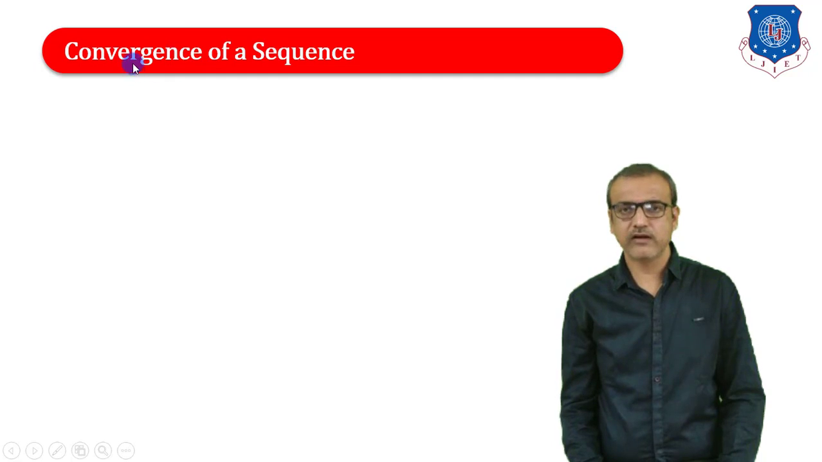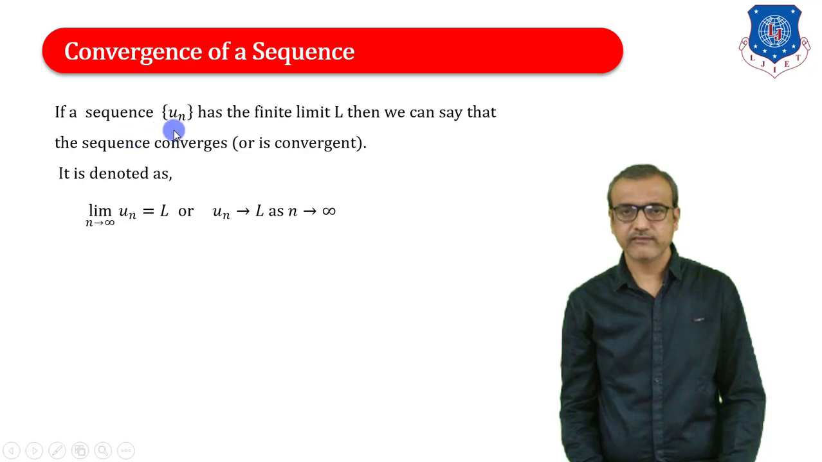Now we will see what is a convergence of a sequence. So if a sequence un has the finite limit L, then we can say that the sequence converges or is convergent, and it is denoted as limit n tends to infinite un equals to L, or un tends to L as n tends to infinite. If you find out the limit of a given sequence un, and if you get a finite value, then we can say that the given sequence is convergent.